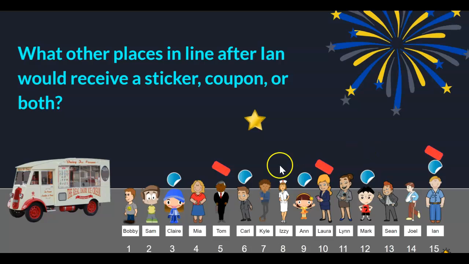We're going to pause. So when we found every third person in line and every fifth person in line, what we've been finding are multiples of 3. When we found every third person, we found multiples of 3: 3, 6, 9, 12, 15. And when we look for every fifth person, we've been looking for multiples of 5: 5, 10, 15. And the question was, what other places in line after Ian would receive a sticker, coupon, or both? So to find that out, you really need to know the multiples of 3 and the multiples of 5.